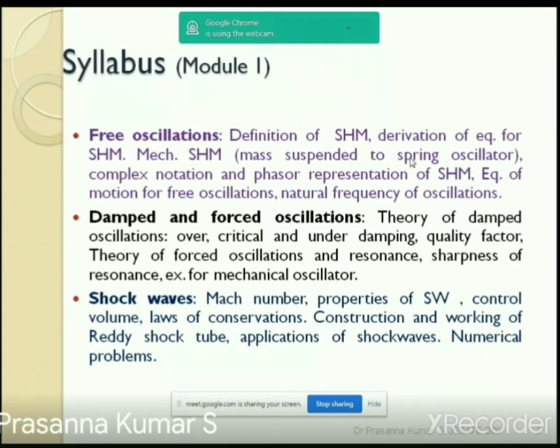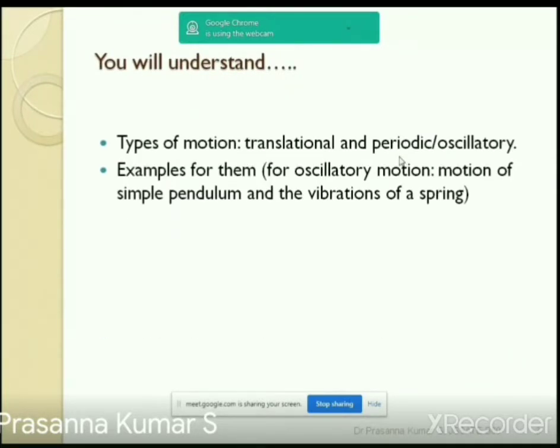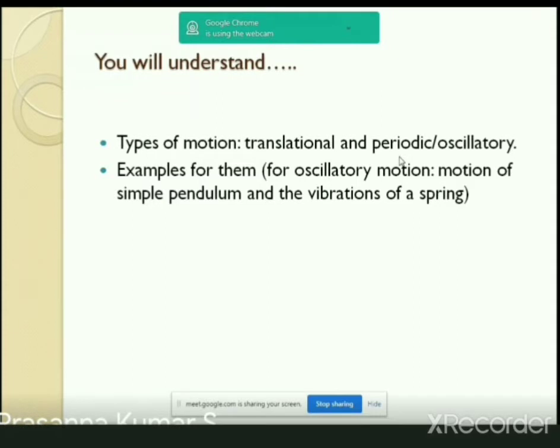We'll understand these things when we go into the syllabus as and when. Okay. Right now, don't worry. I'm just displaying today's class along with the syllabus of module 1. So in this class, you'll be able to understand these other things. Types of motion. You already know what we mean by motion. In motion, there is some particle or an object that travels from one point to the other point. So it is a kind of displacement of the particle from one point to the other point.